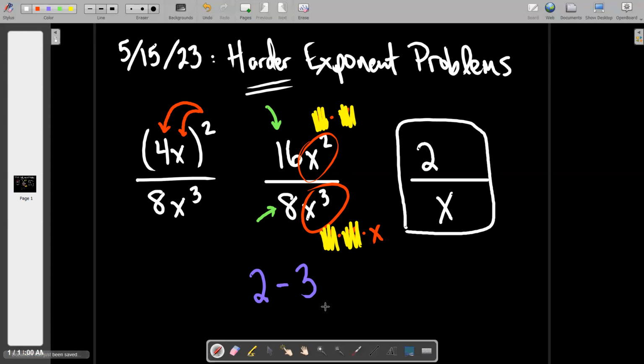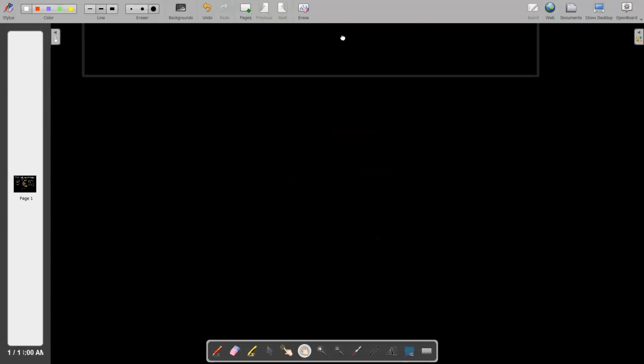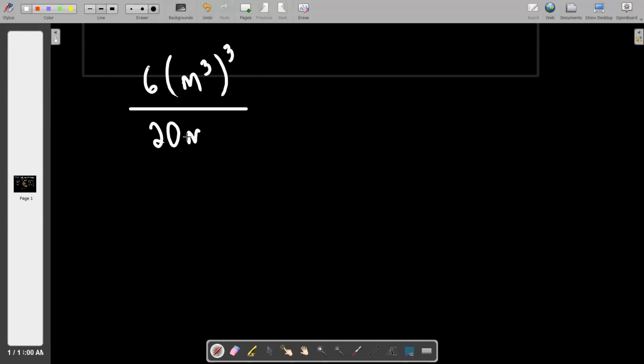Let's go again. Round 2. On top, we're going to have 6 times m to the third, all to the third. And on bottom, we're going to have 20 m to the fourth. See if you remember your steps.